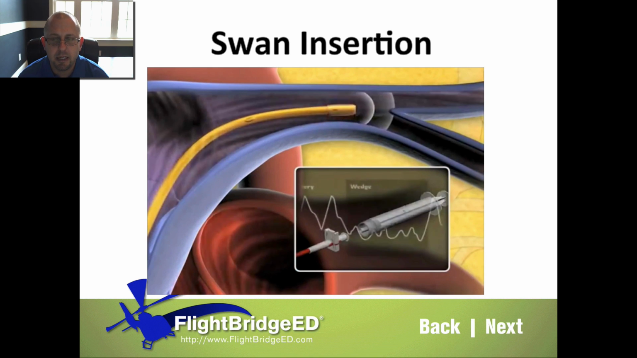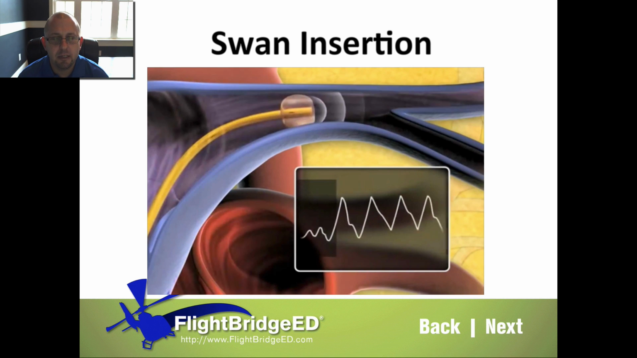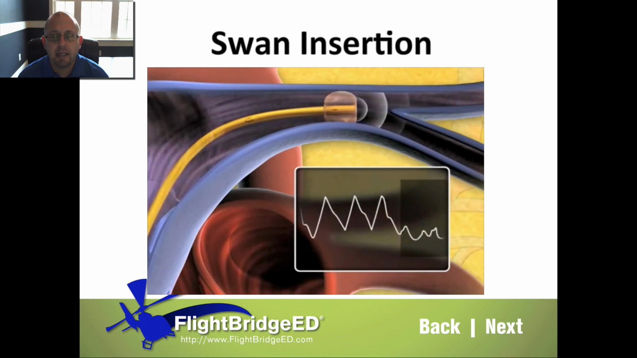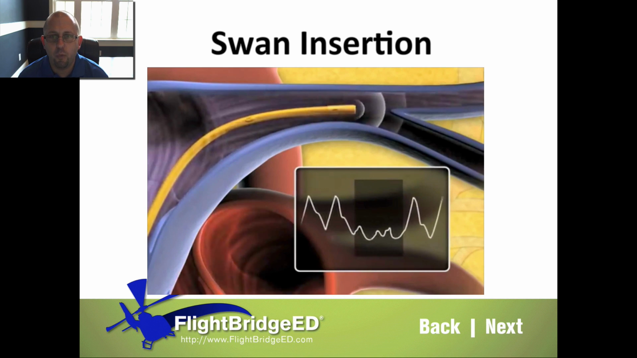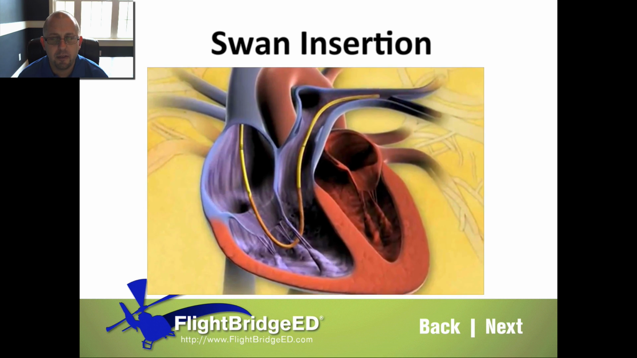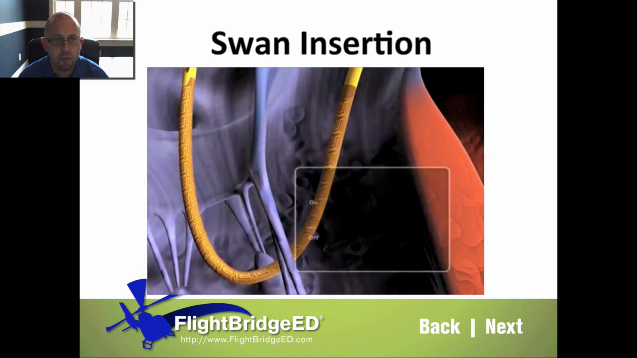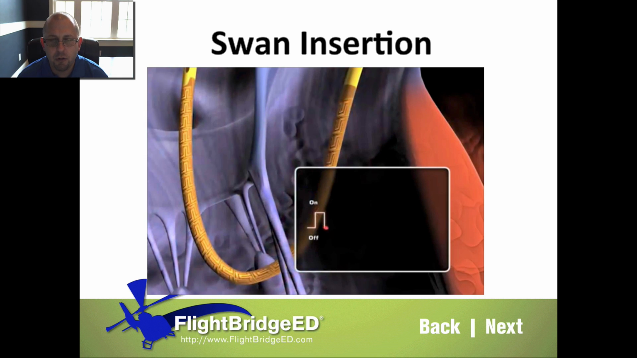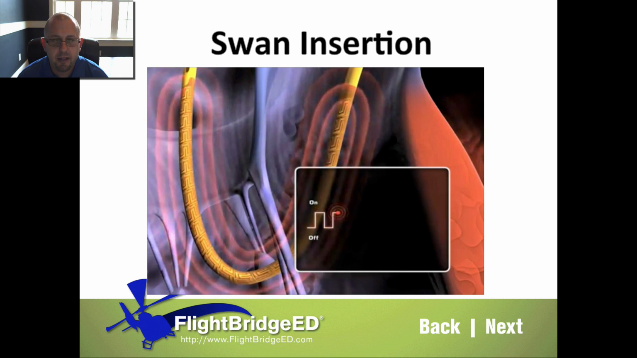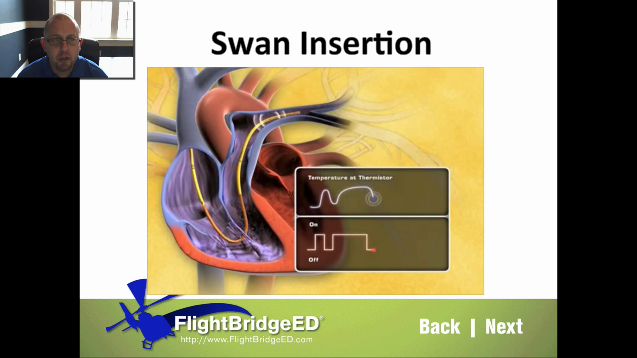We have the balloon inflated. The doctor will say balloon down. He's going to pull it back. He's going to say balloon up, and he's going to advance it forward and see a waveform change, and that's going to give you that wedge waveform. Once they see that wedge waveform, they'll say balloon down, and they'll secure it in that place. Now what this video is illustrating is the thermal filaments that are utilized with the thermistor port to identify thermodilution. What's the temperature? How are we doing temperature-wise? And remember that you can utilize this catheter for cardiac outputs.